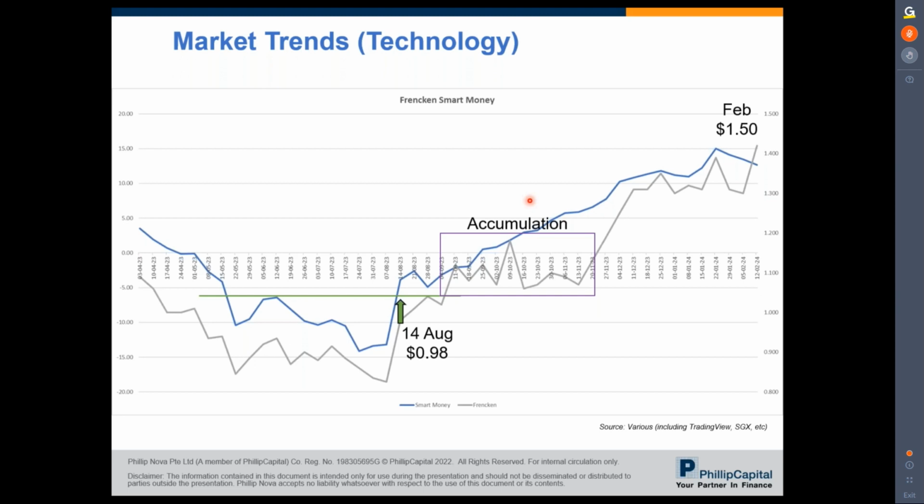So when the tech sector does well, you'll find that Frencken Group tends to benefit from it. It also tends to follow the general market trend, right? But also by looking at the smart money chart, the blue line here, we can see that on the 14th of August, the blue line broke above the key resistance level. At that time, Frencken Group was trading at 98 cents, or close to about $1.